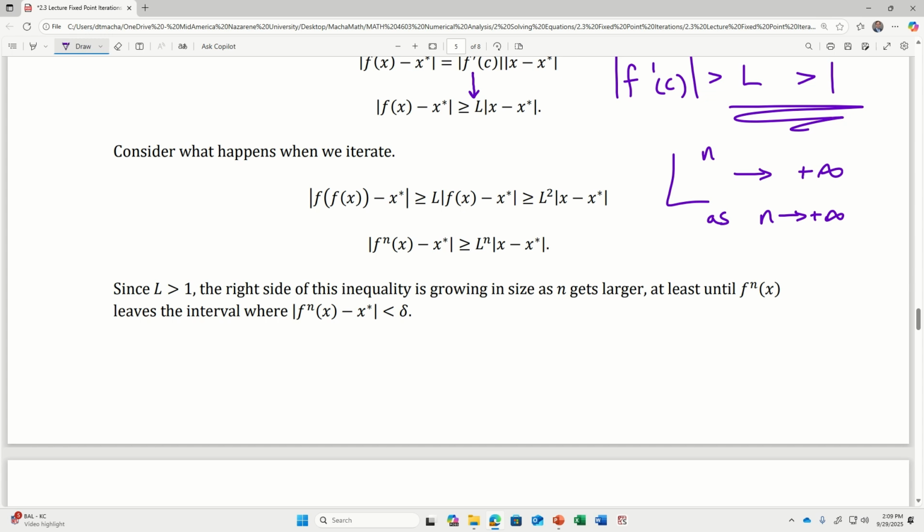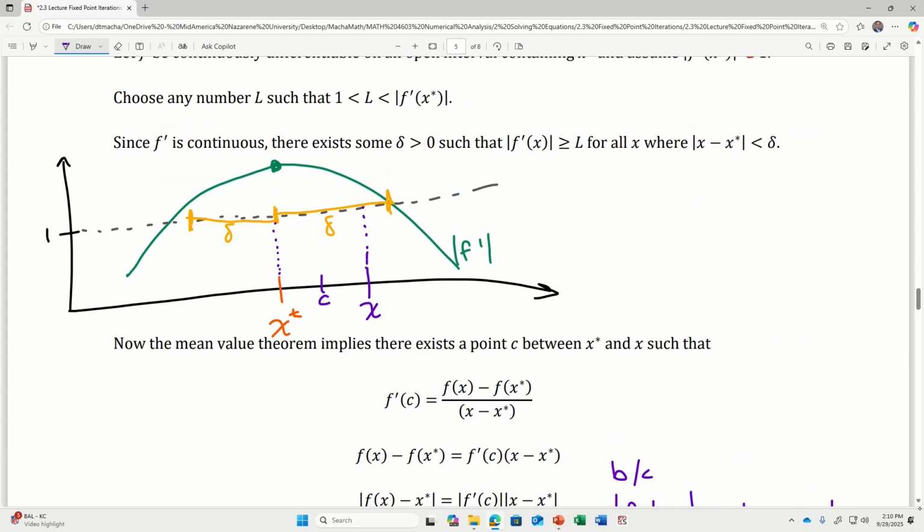So the right side of the inequality is growing, and that means the left side of the inequality also has to be growing. The left side of that inequality is the distance between the nth iterate and the fixed point. So the distance is growing every time we iterate, at least until the iterate leaves this interval where all my arguments are valid, right? At least until it leaves the radius delta. Once that initial iterate gets outside of this interval, then we don't know what happens after that. But the main point is that it didn't converge to the fixed point. It left the neighborhood. Okay? And that's what it means to be repelling.